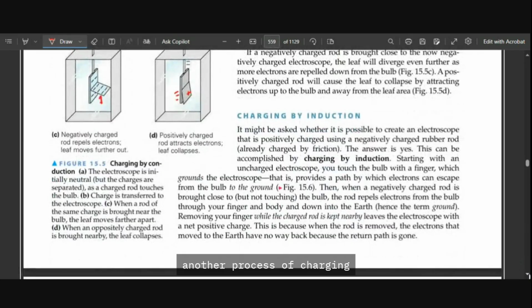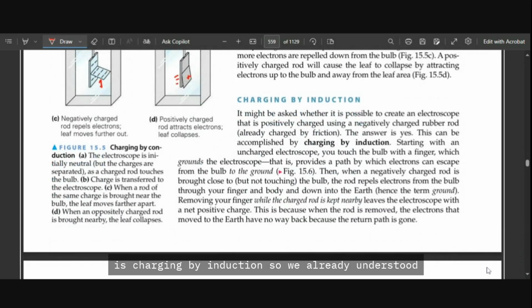Another process of charging is charging by induction. We already understood how charging by induction works. In order to use this process to make a body charged, we use one such process called earthing. That is something which is important. Starting with an uncharged electroscope, you touch the bulb with a finger, which grounds the electroscope, that is, provides a path by which electrons can escape from the bulb to the ground.